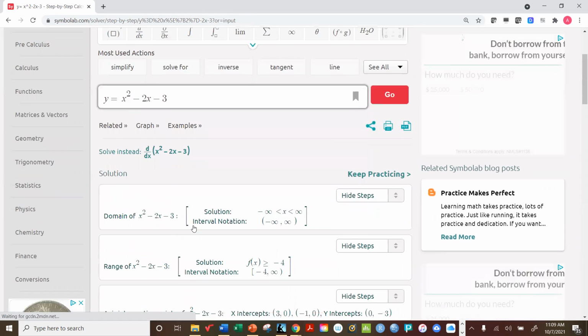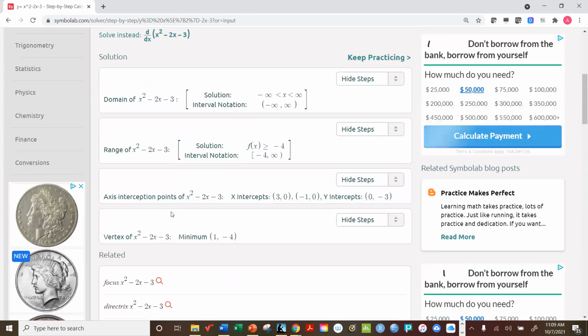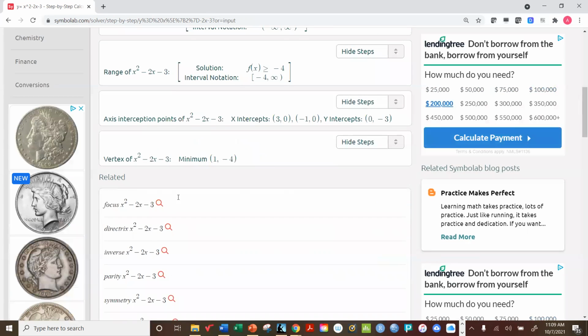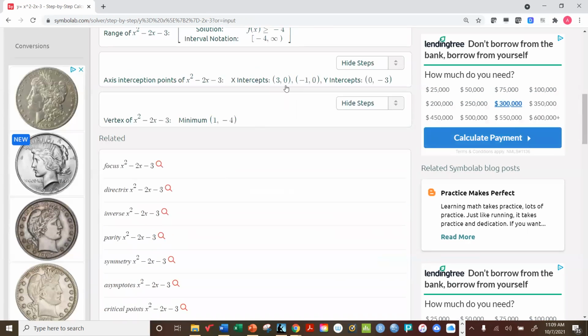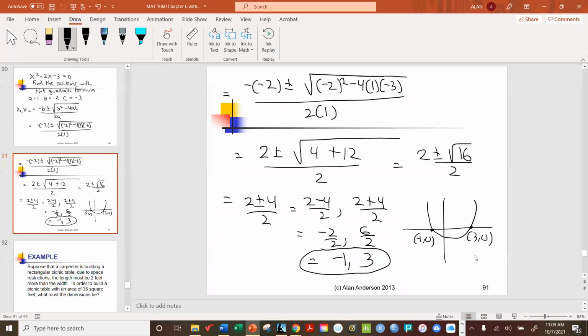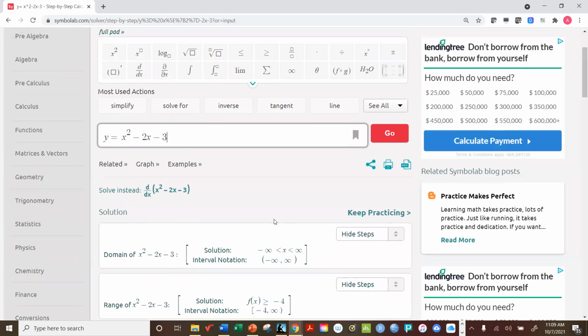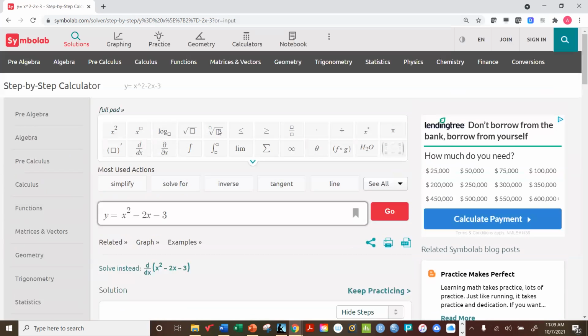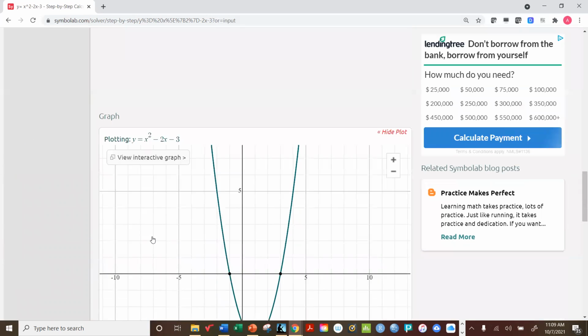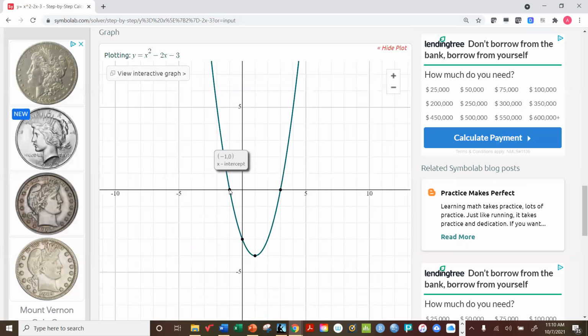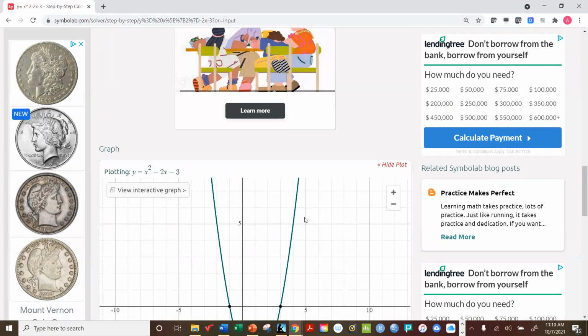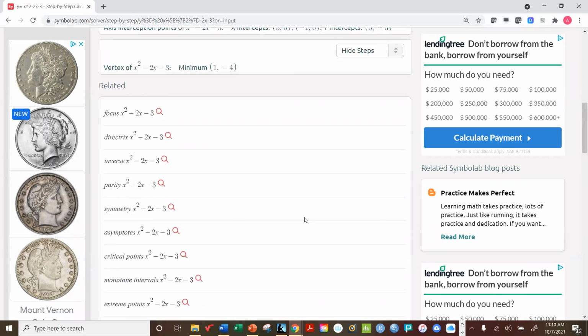All right, so here it's, yeah, wait a minute. 3, 0, negative 1, 0. All right, that's what we have. Let's do a graph. There we go. Negative 1, 0, 3, comma 0. So that proves that we did this correctly.